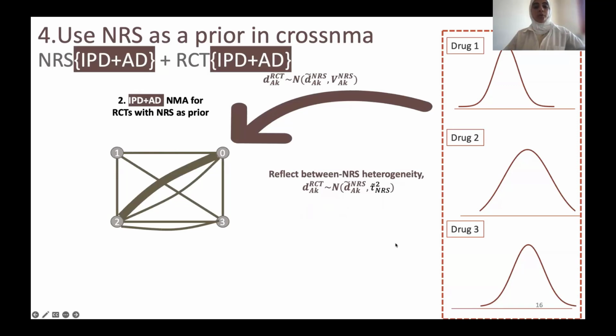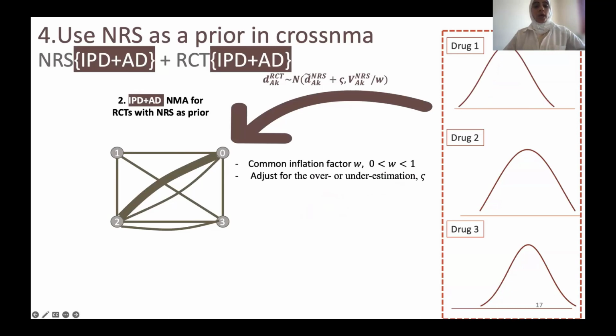Or instead of the variance of the posterior, we can use the between NRS heterogeneity tau to reflect the heterogeneity between NRS studies. We can reduce the impact of observational studies by either dividing the variance by W, which inflates or increases the variance, and therefore reduces the NRS contribution in the RCT analysis. Or we can shift the mean by zeta, to adjust for under or overestimation in NRS data.